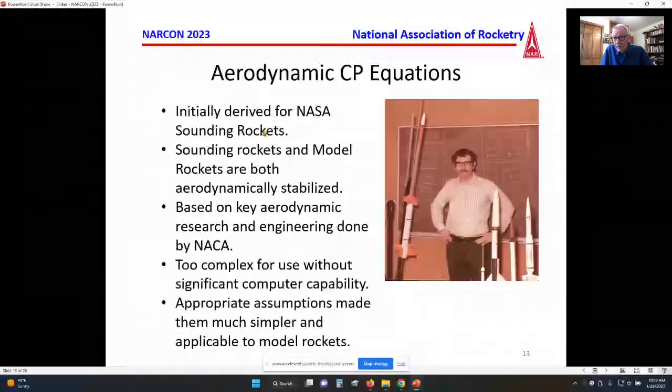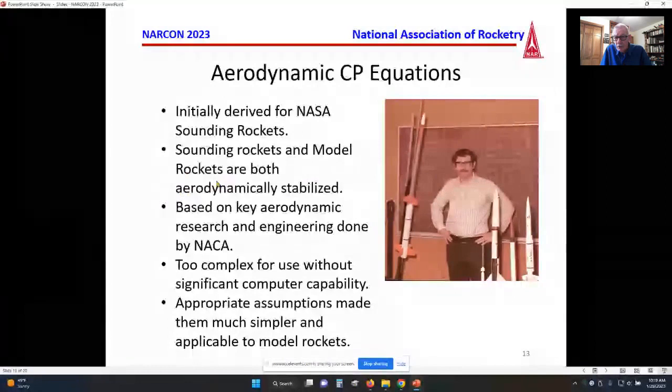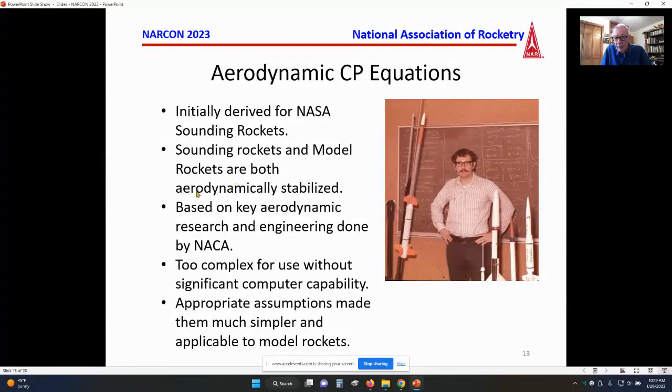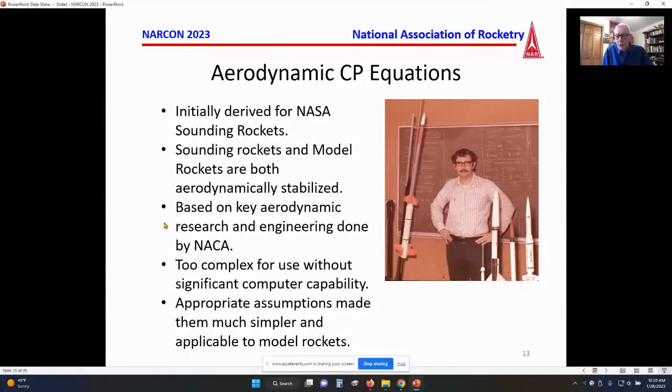But that's not us. There have been some attempts to make model rockets of a controlled nature like that, and I think to some extent they've been successful. But 99.9% of our rockets are aerodynamically stabilized, and so that's what I'm dealing with today. Now, the equations were based on a lot of aerodynamic research and engineering done back at the NACA, which was the predecessor to NASA.